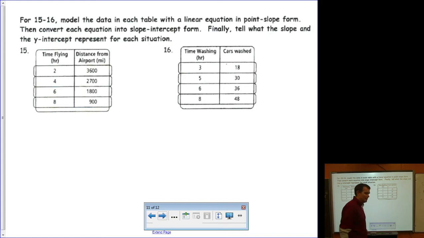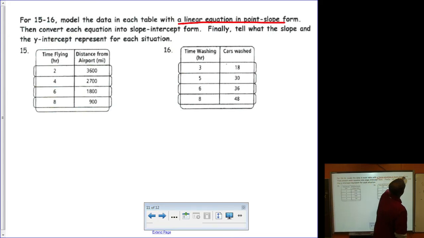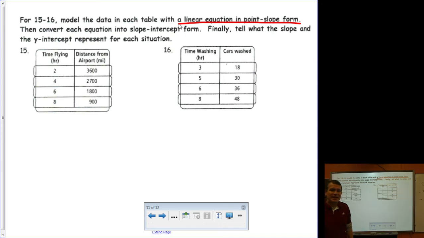All right, the story problems. So in this first table, let's see. I am supposed to model the data in each table with a linear equation in point-slope form. Let's do that first. So in number 15, if I'm going to write a linear equation in point-slope form, the first thing I need to do is figure out the slope. I will use these first two ordered pairs to figure out the slope.